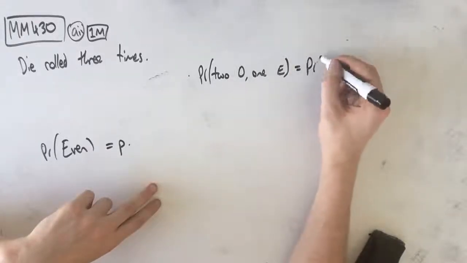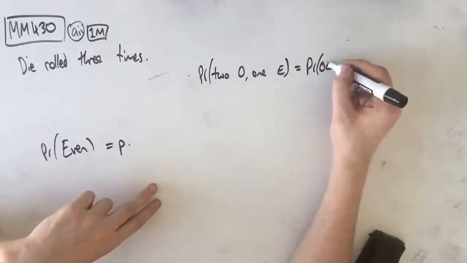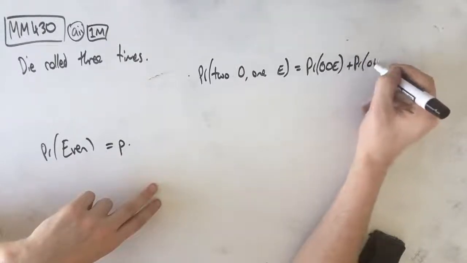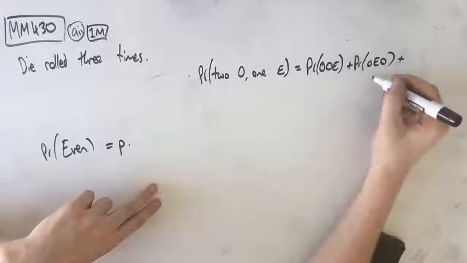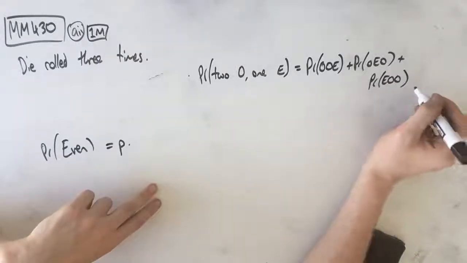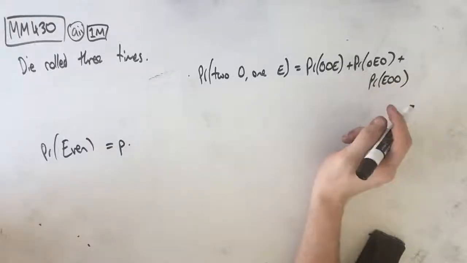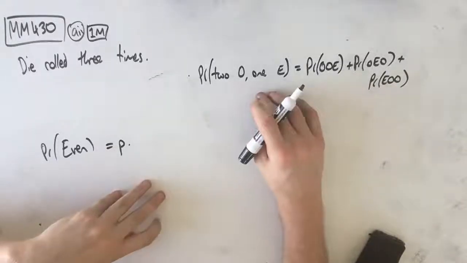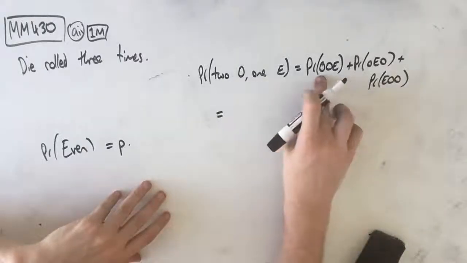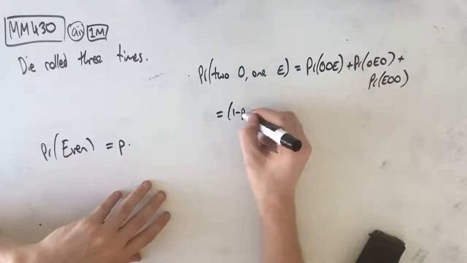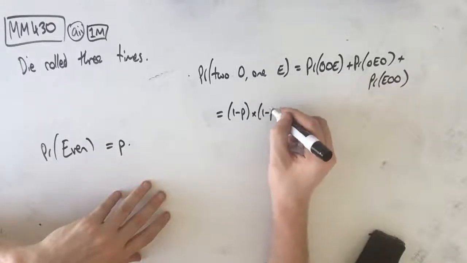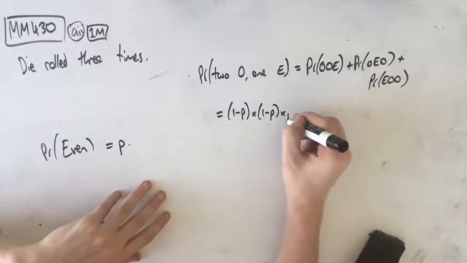So we could get an odd, an odd, and then an even. We could also get an odd, an even, and an odd, or an even, an odd, and an odd. These are the 3 possibilities, because we don't need it to be in a certain order. It's just in any order. Now the probability of getting an odd first is 1 minus P, the probability of getting an odd second is also 1 minus P, and the probability of getting an even is P.